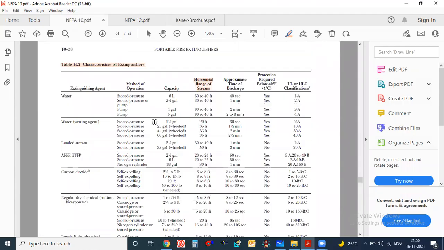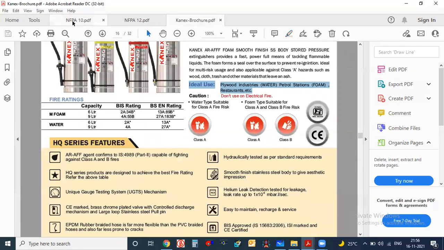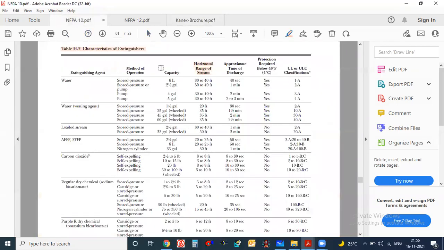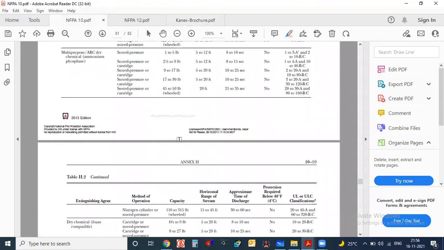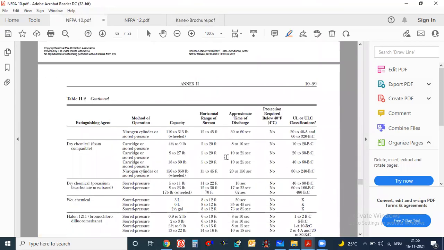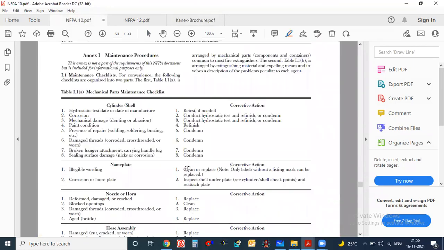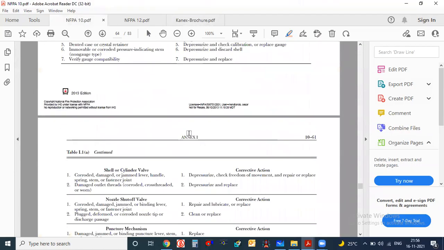I think this is the table which is always required. Based on this table only, I think these catalogs have been made, because here they have given the ranges, also horizontal ranges. It's a very big table. So whatever type you want, you just have to check here. Capacities are given, everything. Apart from that, here they have given the maintenance procedure, corrective actions.